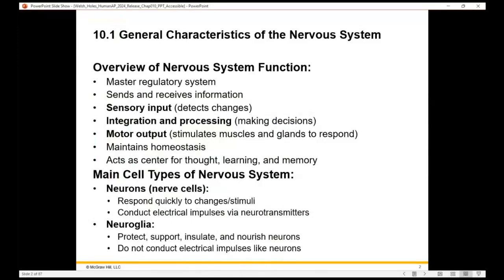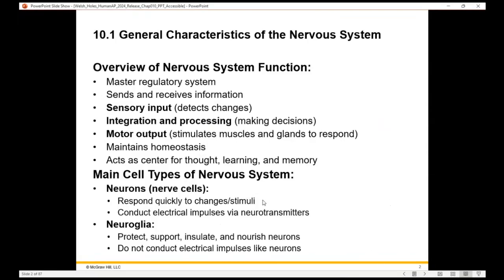So, general characteristics of the nervous system. It's the master regulatory system. It sends and receives information. Sensory input includes detection of changes, integration and processing, which has to do with making decisions. Motor output stimulates muscles and glands to respond. It also maintains homeostasis, and it acts as a center for thought, learning, and memory.